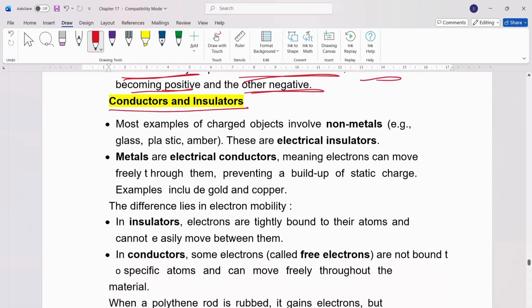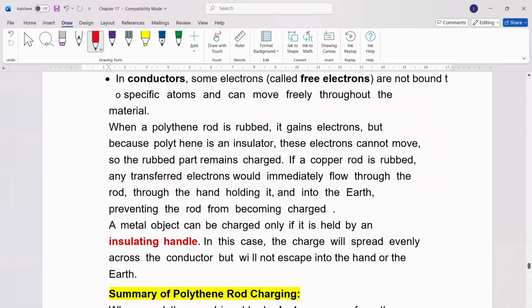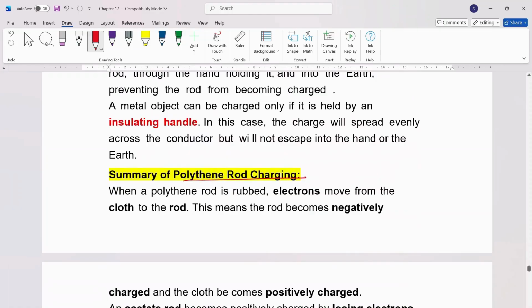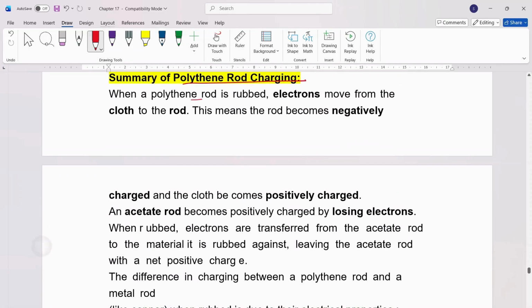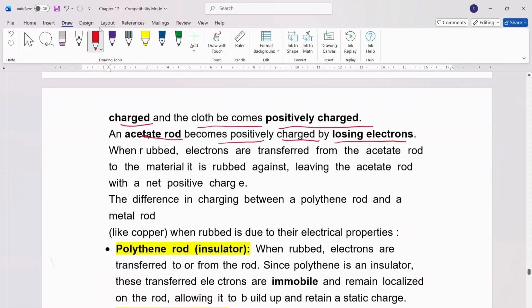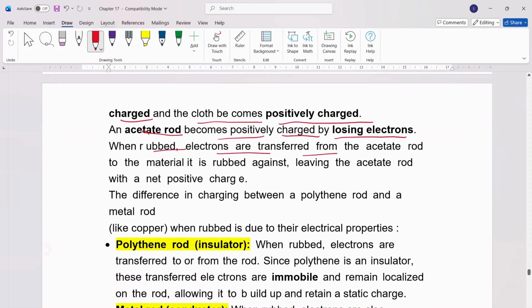Conductors and insulators also we have discussed, so here is a quick revision for them. Summary of polythene rod charging is again given. When a polythene rod is rubbed, electrons move from cloth to rod. This means the rod becomes negatively charged and the cloth becomes positively charged. An acetate rod becomes positively charged by losing electrons when rubbed. Electrons are transferred from the acetate rod to the material it is rubbed against, leaving the acetate rod with a net positive charge.